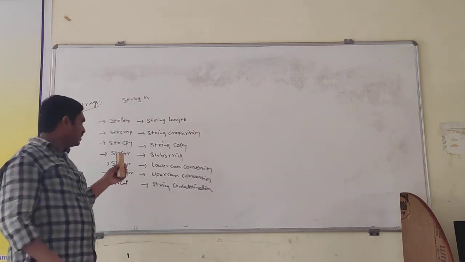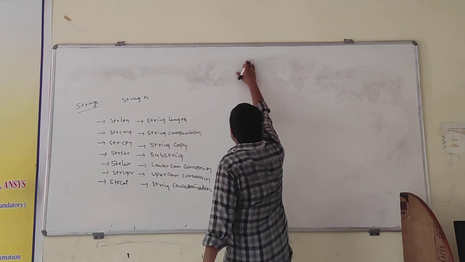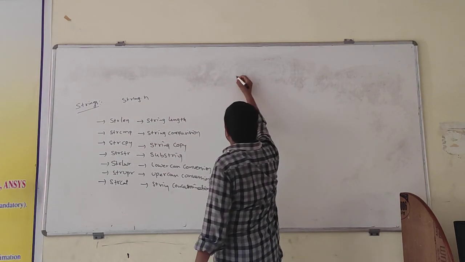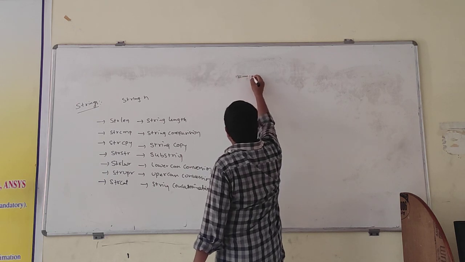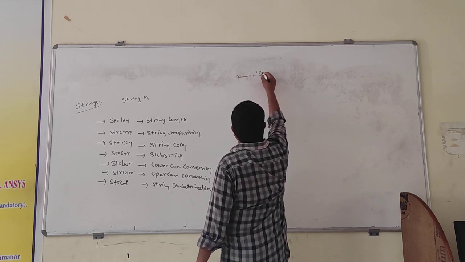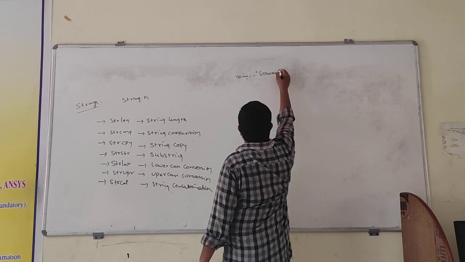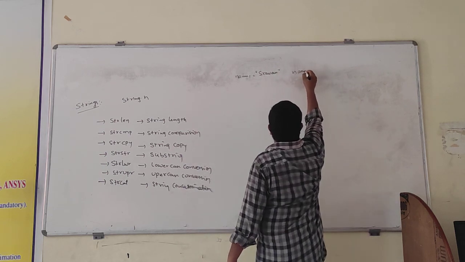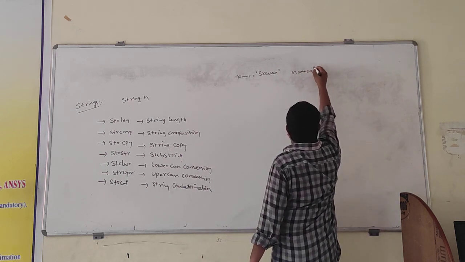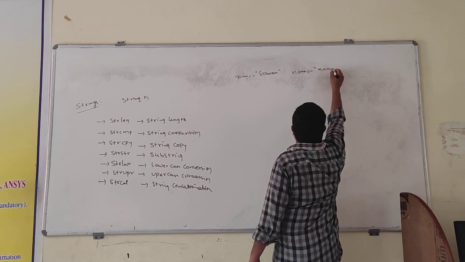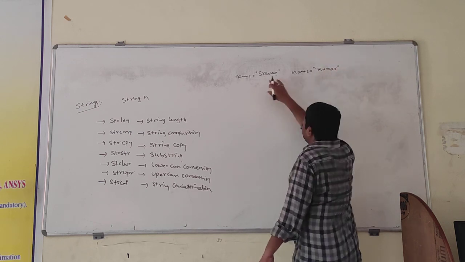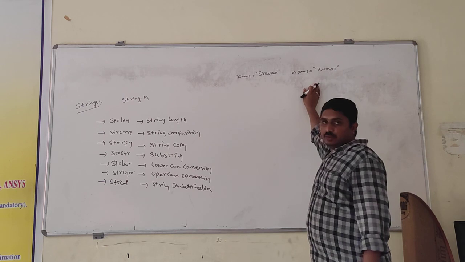So we discuss one by one. Here I am taking two strings, name 1 Shravan and name 2 Kumar.